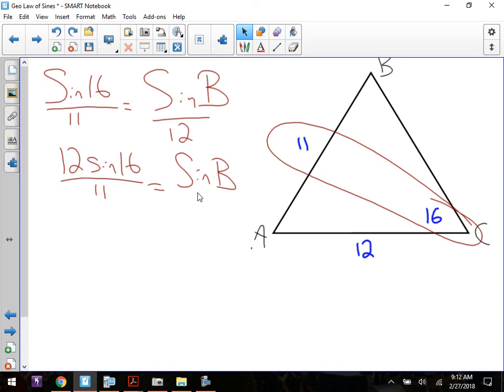I get 0.300695, blah, blah, blah. Are we okay with that? Now, that decimal equals the sine of an angle. How do I find the angle from that? Inverse. Yep. Second sine of my answer, I get 17.5.